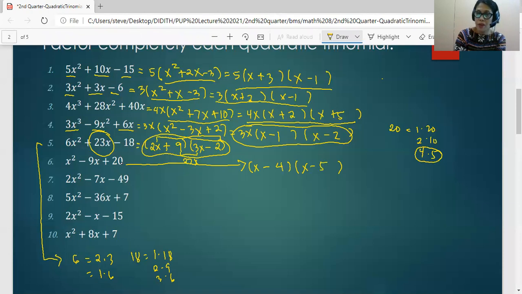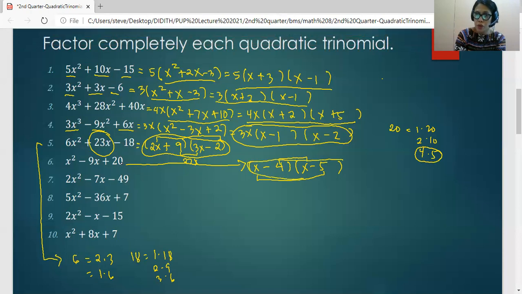So, when you combine the product of the outer terms, it's negative 5 and this is negative 4, so we get negative 9x. So, these are really the factors of number 6, the quadratic trinomial.